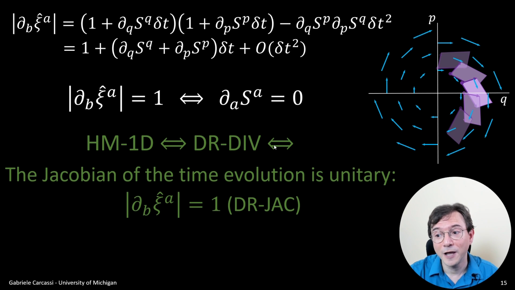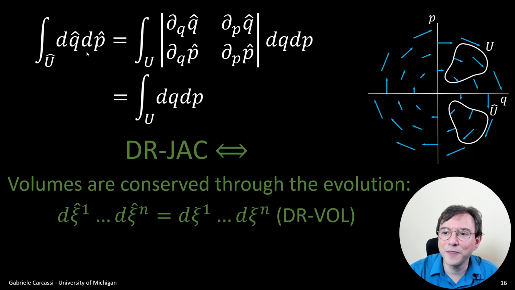But we saw before that the divergence being equal to 0 was a characterization equivalent to Hamiltonian mechanics. Therefore, we now find that the fact that the Jacobian of the time evolution is unitary, that the Jacobian determinant is 1, is exactly an equivalent characterization of Hamiltonian mechanics. Now, as we saw before, the Jacobian tells you how the infinitesimal volume elements transform. But of course, if the infinitesimal volume elements are always the same when they are transported by Hamiltonian mechanics, then it means that the full volume is also conserved.